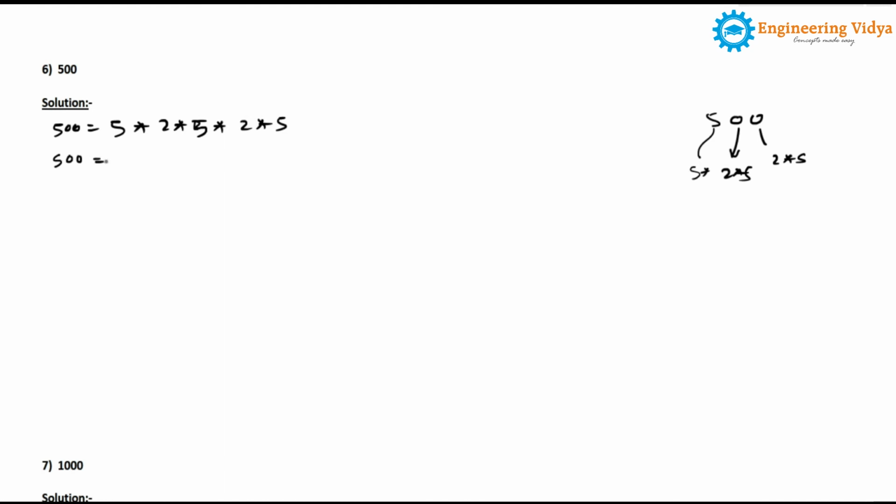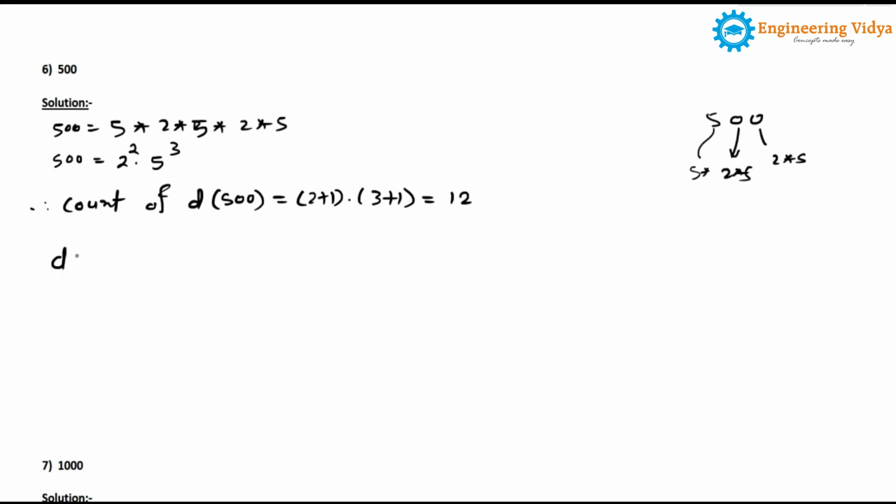So 500 can be written as, here 2 is coming 2 times, right? So we'll write power of 2 is 2. But 5 is coming 3 times. So here power of 5 will be 3. So therefore the count of divisors of 500, right, will be nothing but equal to power is 2, so 2 plus 1, and here power is 3, so 3 plus 1. So 2 plus 1 is 3 and 3 plus 1 is 4, right? 4 threes are 12. So 12 different numbers will be there that can divide 500, right? And what are those numbers? That we need to find over here, right? So here we have the divisors of 500.